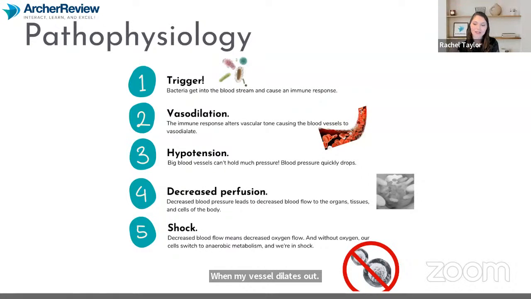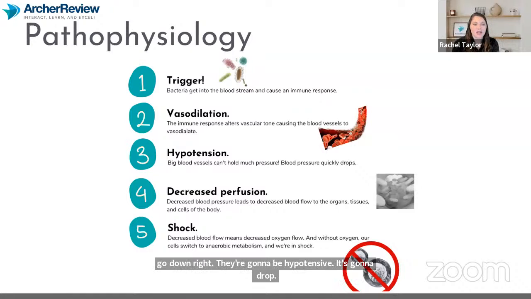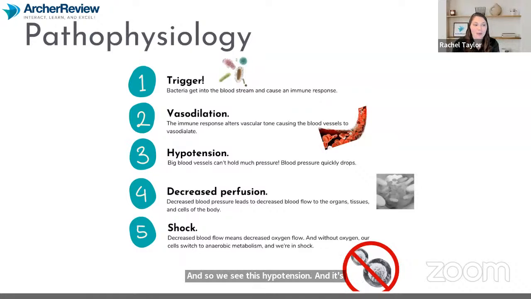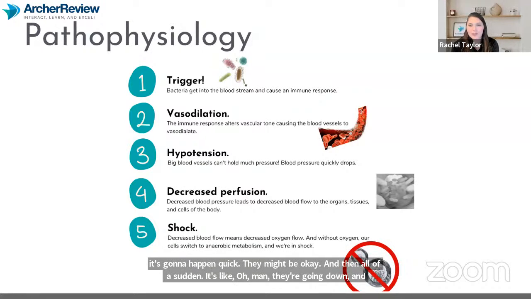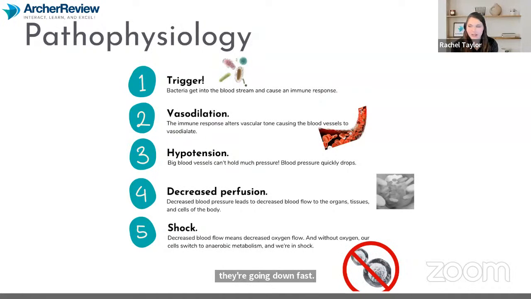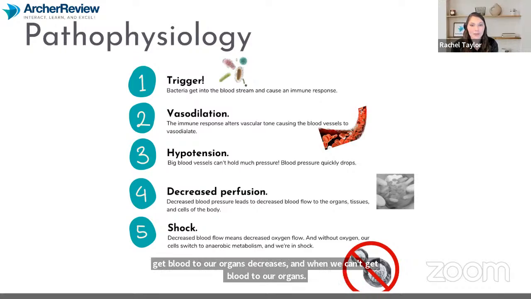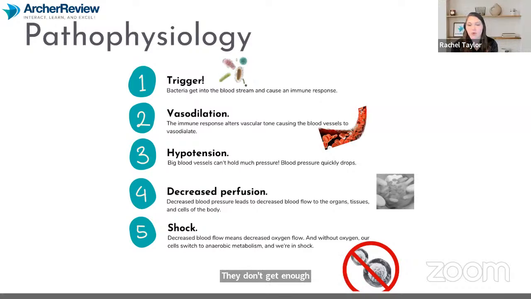It's going to go down, right? They're going to be hypotensive. It's going to drop. And so we see this hypotension and it's going to drop and it's going to happen quick. They might be okay. And then all of a sudden it's like, oh man, they're going down and they're going down fast. Well, when our blood pressure drops, now our ability to get blood to our organs decreases. And when we can't get blood to our organs, they don't get enough oxygen, right? Because hemoglobin, that blood, is what carries the oxygen molecules to all of the tissues in the body, all of the cells of the body. So that's not happening. And then we end up with shock.